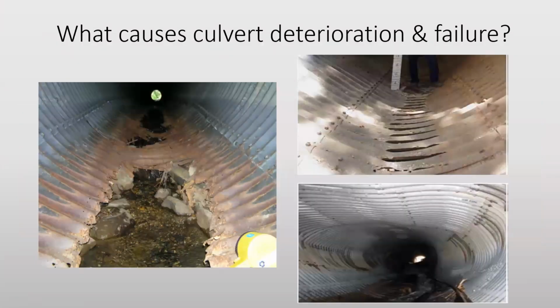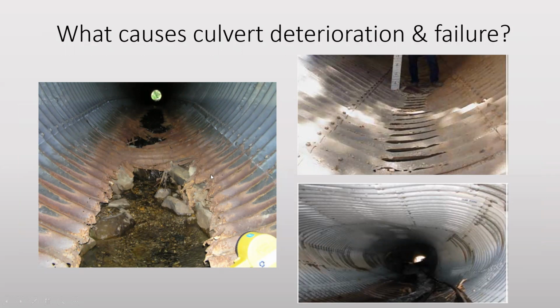So as I mentioned before, one of the most common problems with corrugated metal culverts is deterioration of the invert, usually due to a combination of corrosion and abrasion. The continuation of this abrasion, if unchecked, will lead to a loss of the invert and the creation of voids under and around the culvert.